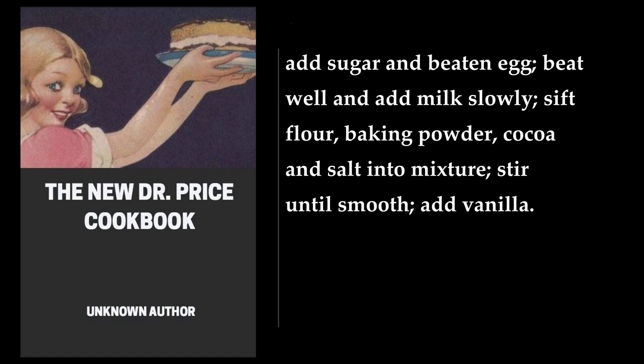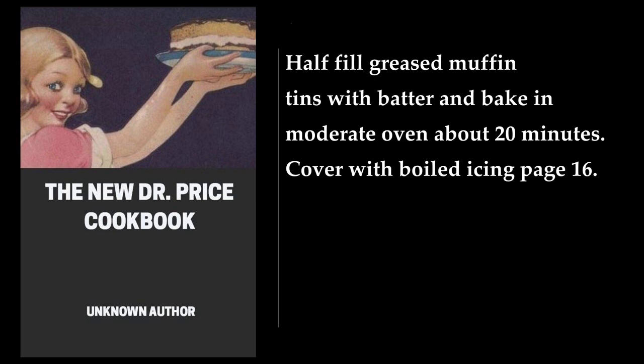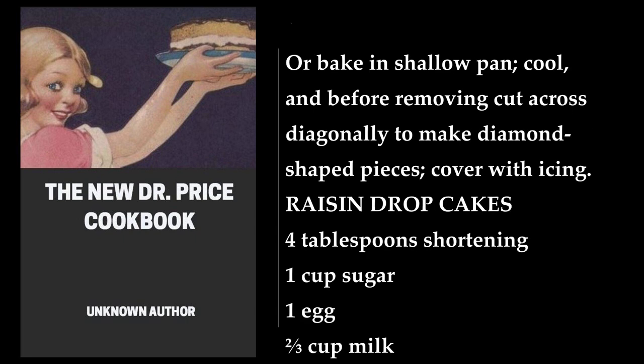Add sugar and beaten egg, beat well and add milk slowly, sift flour, baking powder, cocoa and salt into mixture, stir until smooth, add vanilla. Half fill greased muffin tins with batter and bake in moderate oven about 20 minutes. Cover with boiled icing page 16. Or bake in shallow pan, cool, and before removing cut across diagonally to make diamond-shaped pieces, cover with icing.